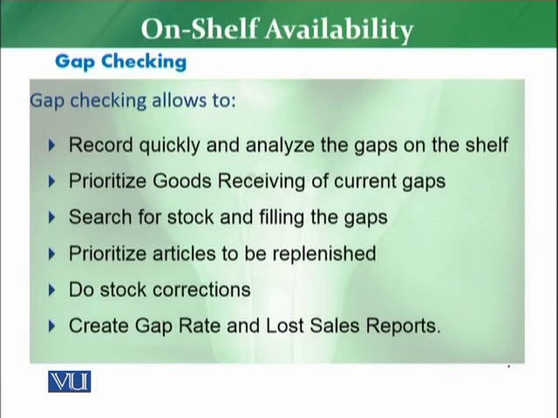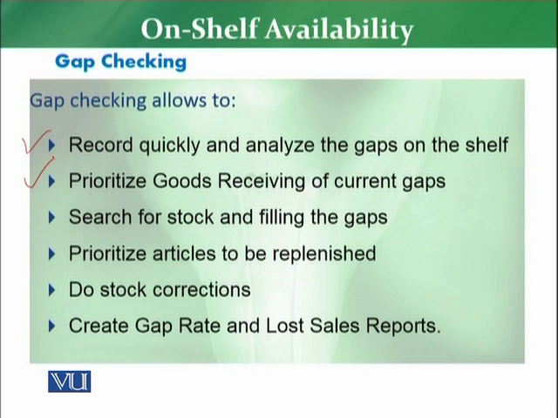So gap check actually allows what? Gap check allows you to record quickly and analyze gaps on the shelf. So first of all, you have to record quickly and analyze all the gaps on the shelf. Either it is a mistake, or because of more sales, or because of a delay in supplies, or because of a delay in ordering. So you have to identify and analyze the reason for that particular gap so that you can avoid that gap in the future. Then prioritize goods receiving of current gaps.